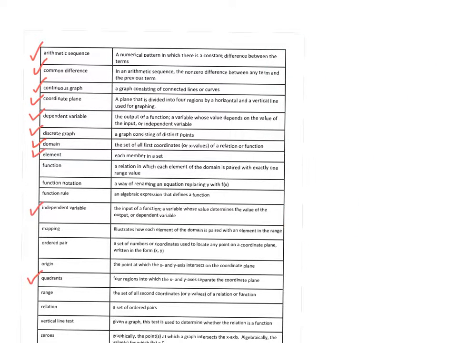Okay, so continuing on with our definitions, we have function, function notation, and function rule. So the easiest way to do that is to just start with the function notation. So we have f of x, and I'm just going to create some function. We'll say 2x plus 1.